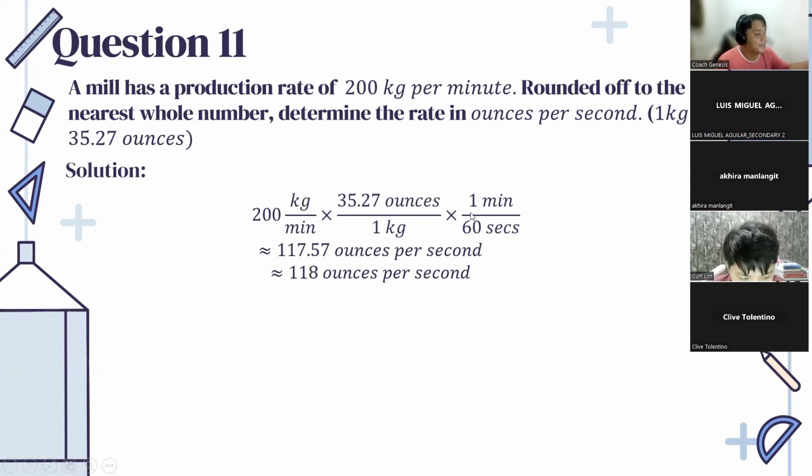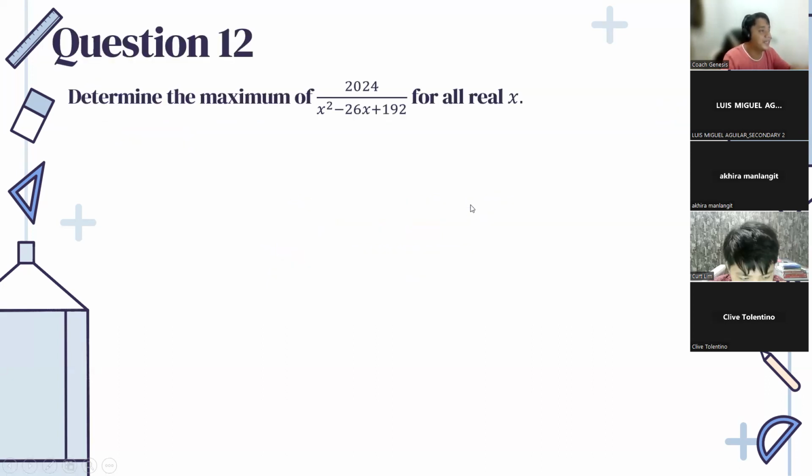Number 12. Determine the maximum of 2024 divided by the square root of x squared minus 26x plus 192. Okay, so for this one, if you look at our numerator, it is a positive integer. So in order for us to maximize the whole expression, you need to minimize the denominator.